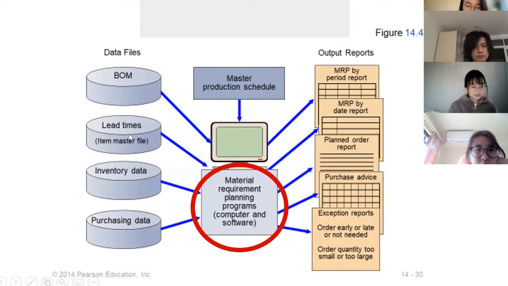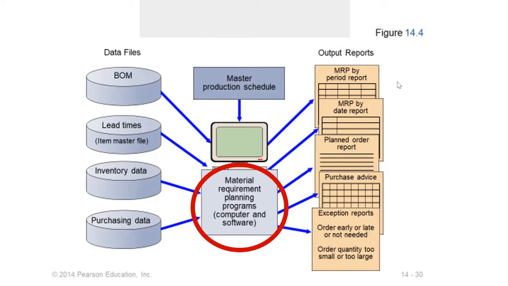Lead time. Why lead time? Because I want to know when to make it, or when to order before it arrives. When to place the order. Or if I place the order, when it will arrive. Inventory data, purchasing data. So you need this. You need all this before you can actually come up with the MRP, or material requirement plan. Okay. The output is a separate thing. We don't have to discuss that yet.